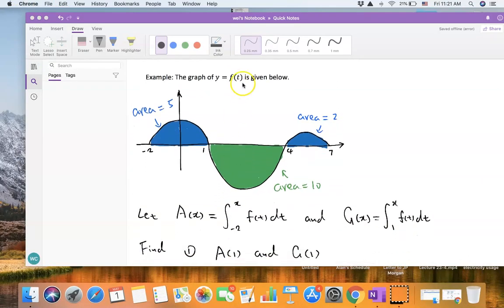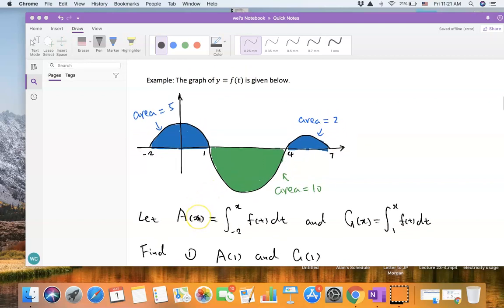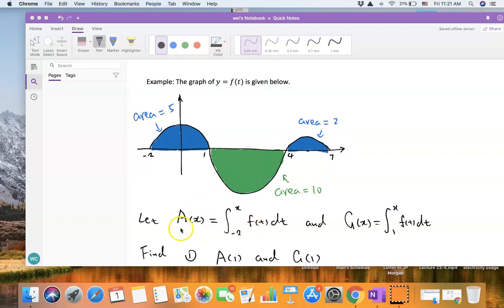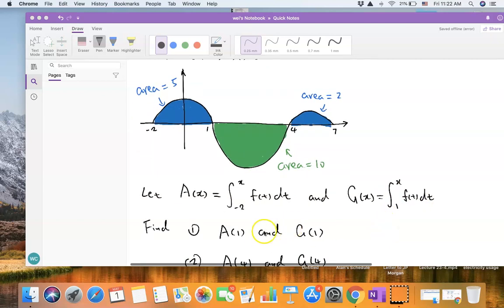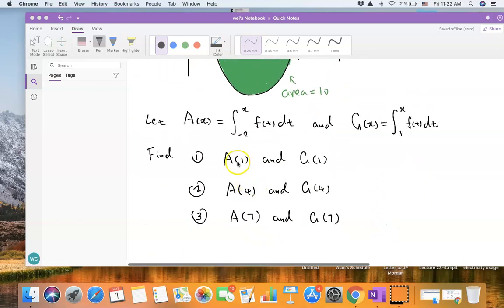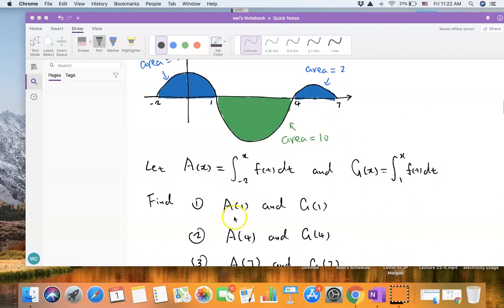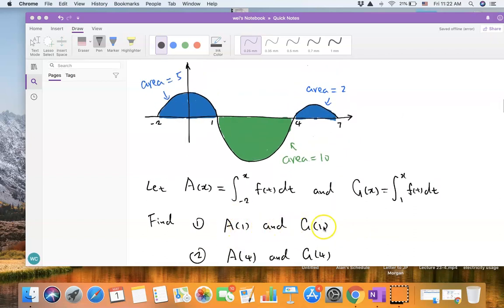So let's look at this example. We are given the graph of function y equals f of t. It looks like this. And we define two accumulation functions. One is A of x equals the integral from -2 to x of f of t dt. And the second function is G of x equals the integral from 1 to x of f of t dt. We want to find the following. First, what are the function values A of 1 and G of 1?